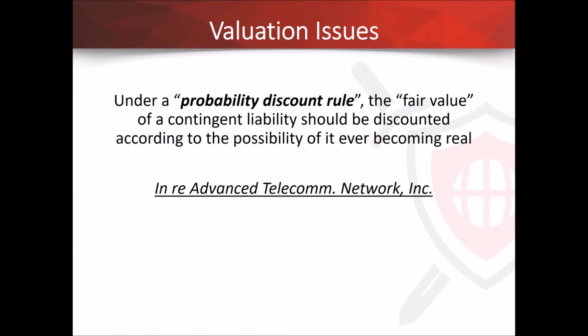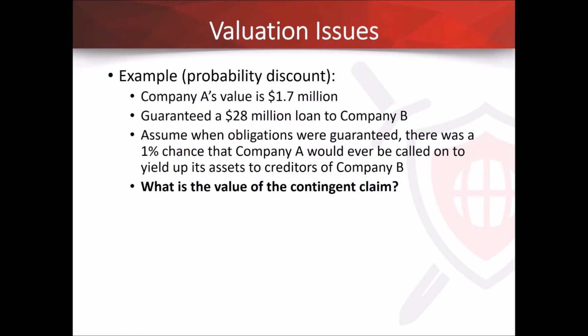So let's use a fun example. This is actually analysis that came out of one court decision, and here's the scenario the court threw out. Say company A, we'll just use generic names for the companies, has a value of $1.7 million, and that company guaranteed a big loan to company B, $28 million. And then the court says, well, let's assume, and this was the argument actually made to the court, that when the obligations were guaranteed, there was a 1% chance that the guarantee would ever be enforced.